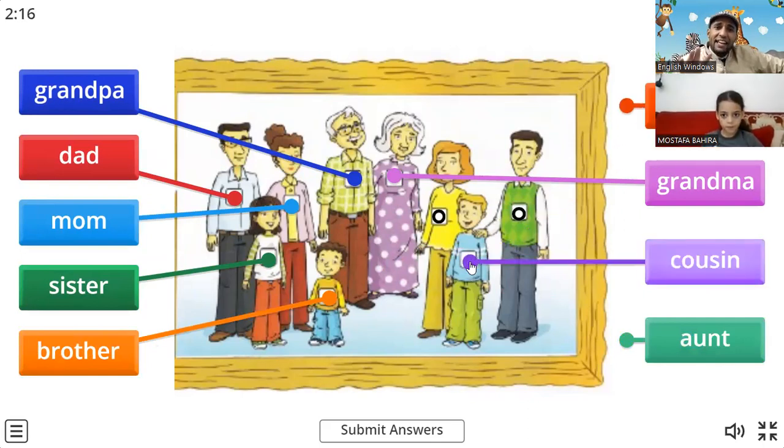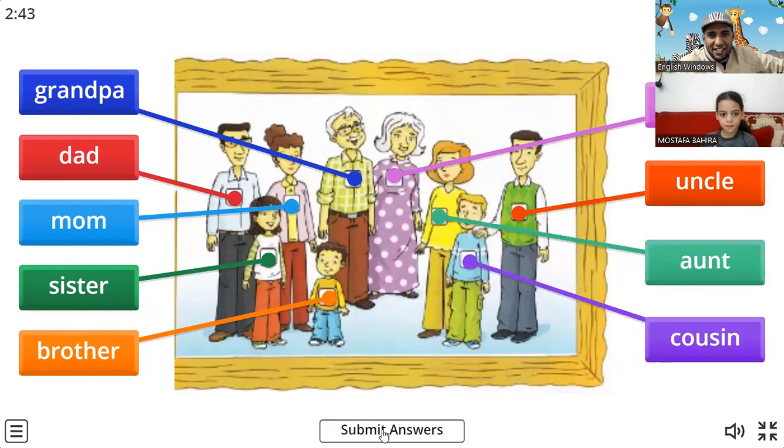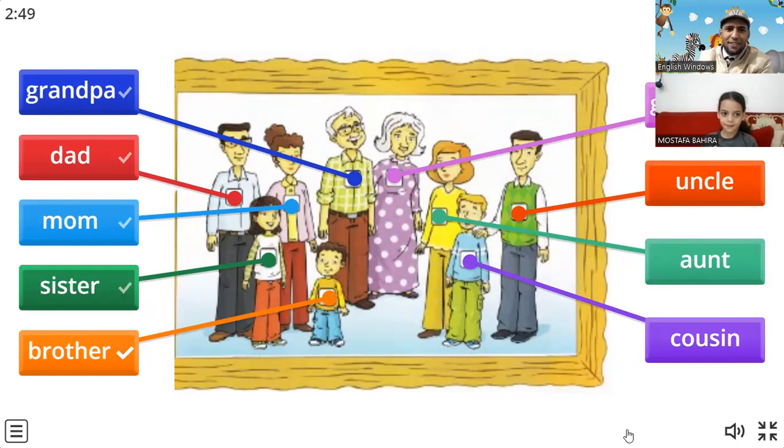A cousin is my uncle's son or my uncle's daughter, be it female or male. What about this one, Amira? Is it uncle or aunt? Uncle. That's the uncle. Very good. And this is my aunt. Very good. Let's check your answers now, Amira. Correct, correct, correct, correct, correct, correct. Very good. You've done a good job, Amira, and you deserve a golden star.